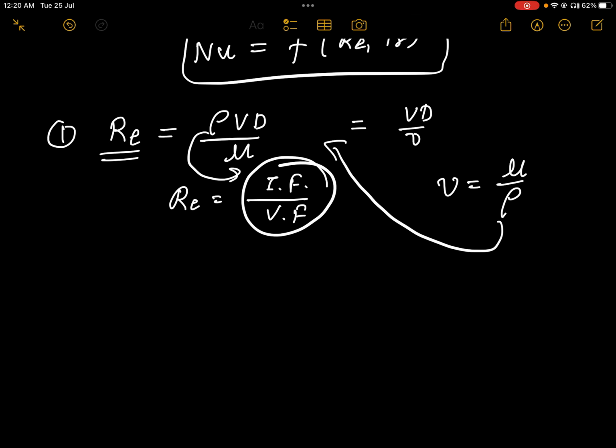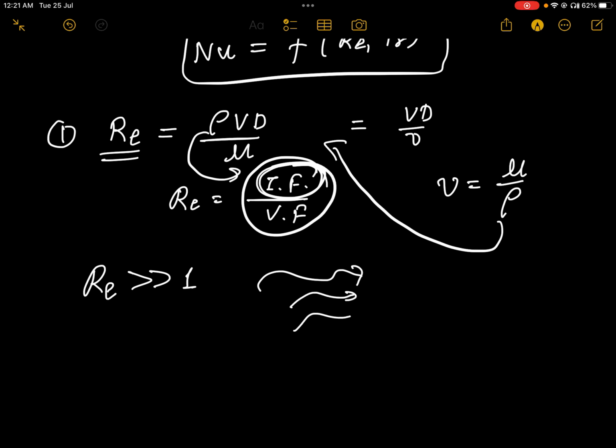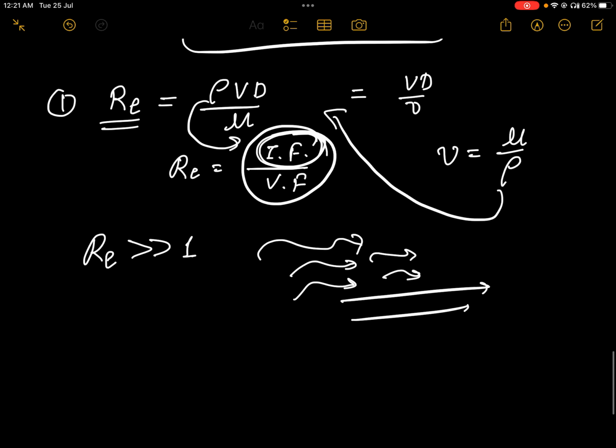So from the Reynolds number, we can say that if the Reynolds number is much greater than 1, it means its inertia force is dominating. It means that it can easily flow, it does not have much resistance in the flow. It can easily flow because its Reynolds number is more, which means its inertia force is dominating over the viscous force.